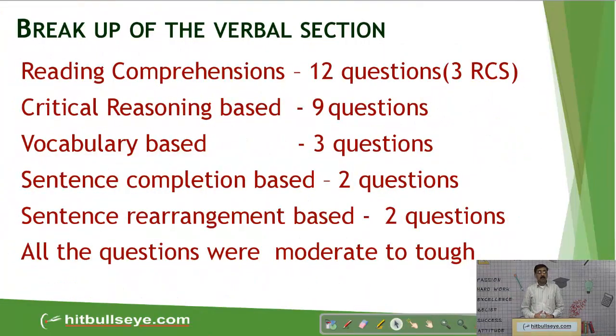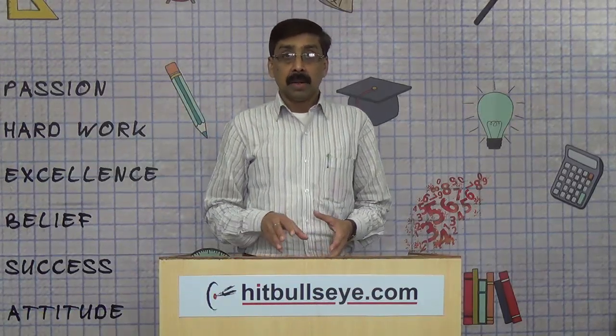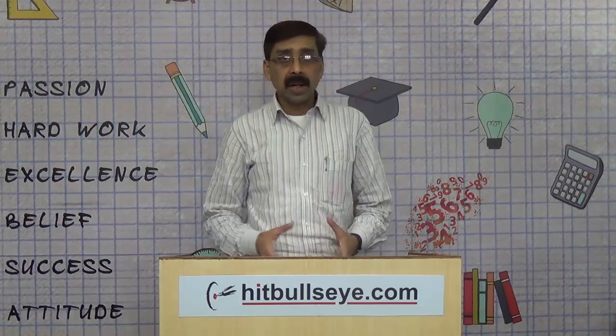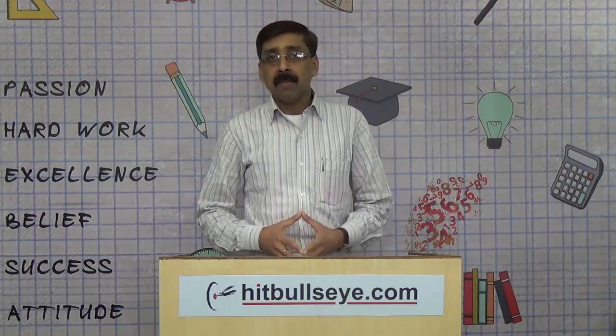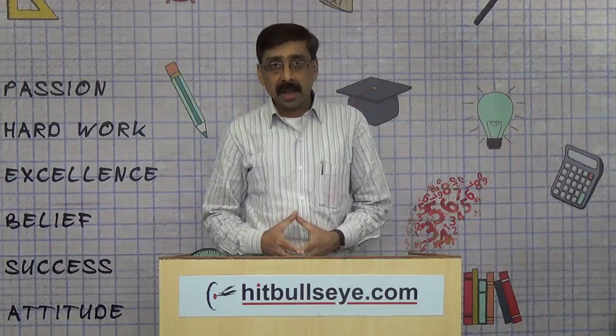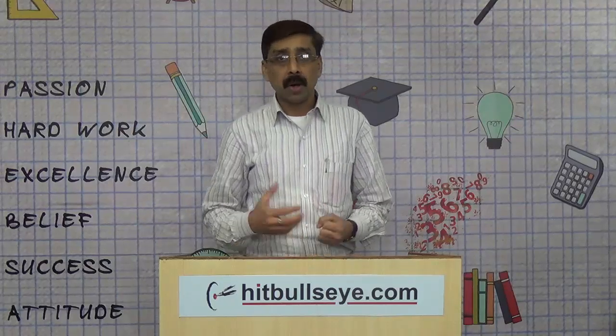Now if we look at the breakup of the verbal section, there were 3 reading comprehensions, 4 questions each, therefore 12 questions. Critical reasoning based questions 9, vocabulary based questions 3, sentence completion based questions 2, and SR parajumble based questions 2. All the questions were moderate to tough. If you look at this breakup, you will see that the paper was dominated by reading comprehension and critical reasoning questions. So one lesson is very clear: we need to work really hard to improve our RCs and critical reasoning, and simultaneously work upon our vocabulary also.